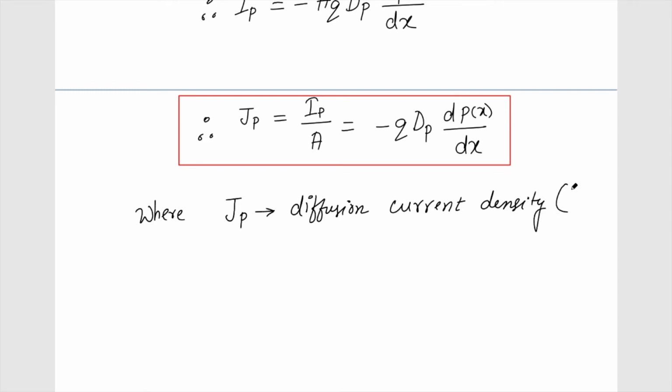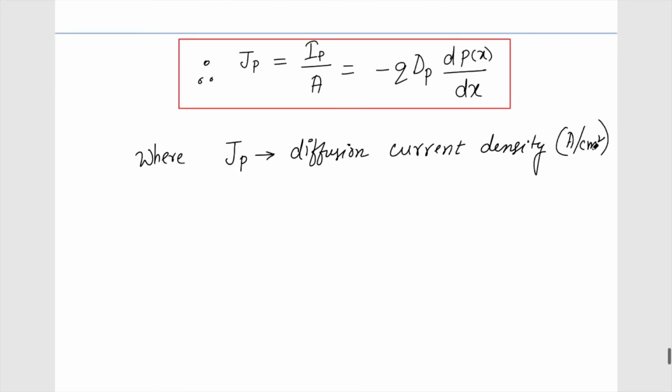Of course, it is like the ampere per meter square or centimeter square. Okay, when the length is in centimeter, it is in centimeter square. And my Q, of course, is the charge of the holes, or the magnitude of the charge of the holes, and Dp is the diffusion constant.